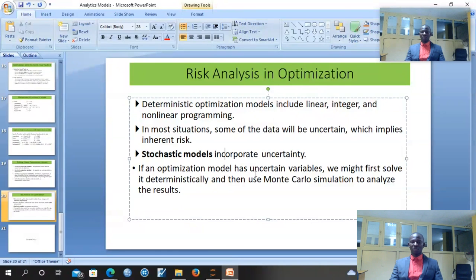If an optimization model has uncertainty, we may first solve it deterministically by taking one possible option. Then use Monte Carlo simulation to analyze the results by identifying different possible scenarios we can have with probability and possibilities, and now use Monte Carlo simulation to permutate all of them out and get the different results that are possible. We may now use the idea of optimization to select the best one. So that is the end of our discussion on analytical model.